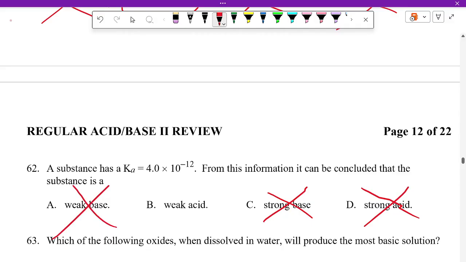Only weak acids have Kas. Weak bases do not have Kas, they have Kbs. Is it because they might not be able to control it?